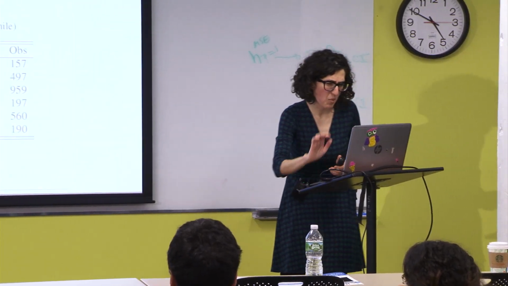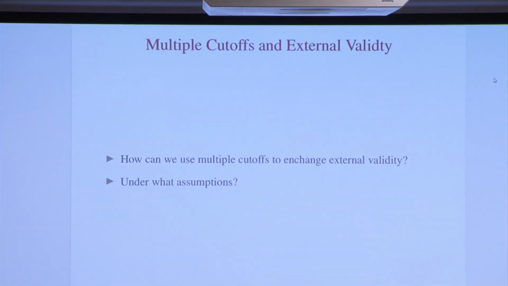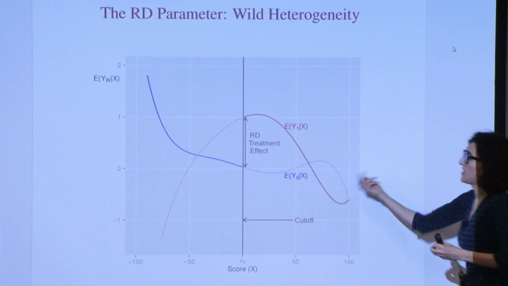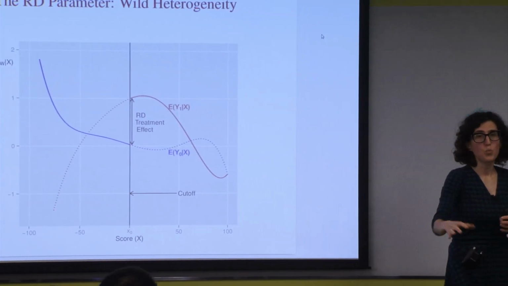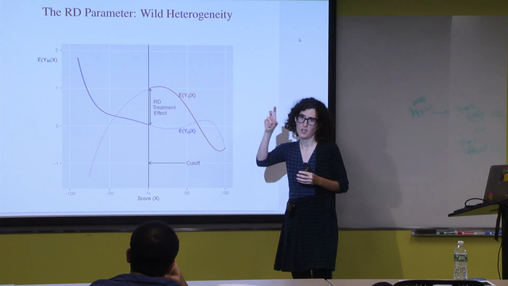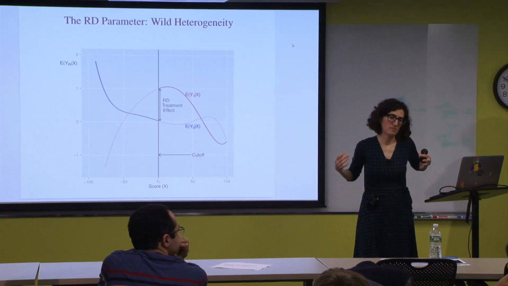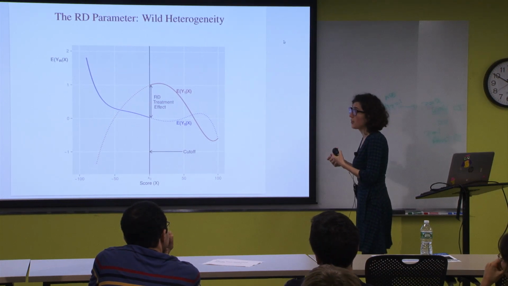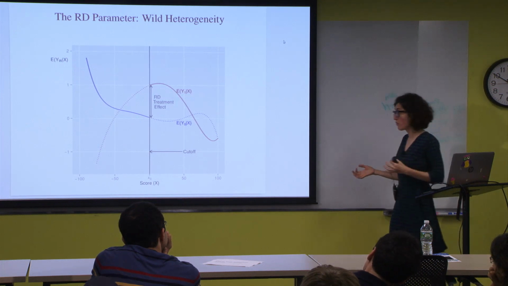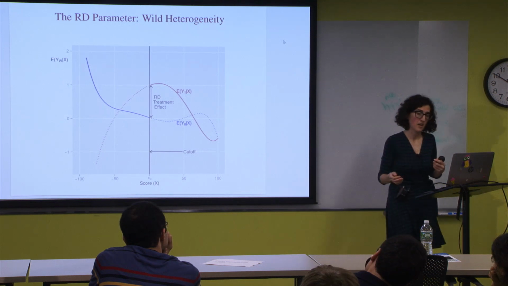OK, so I want to leave some time for even more questions. The one project that we have in mind: how to say something about the effect in other parts of the support is the big open question in the RD literature. We have a good understanding of how to estimate and do inference for this effect, but really, how can we use this design to say something more general? That's the big open question. There are several papers that try, but there's no free lunch. We have to make additional assumptions. Otherwise, we're not going to be able to say anything.